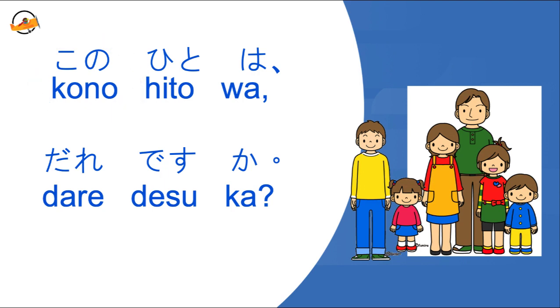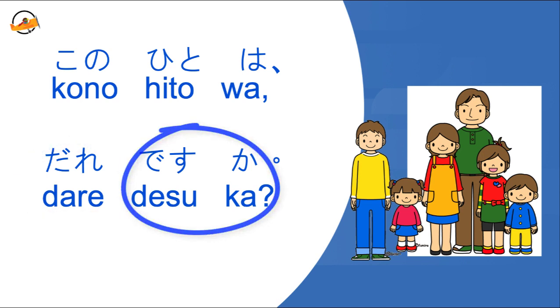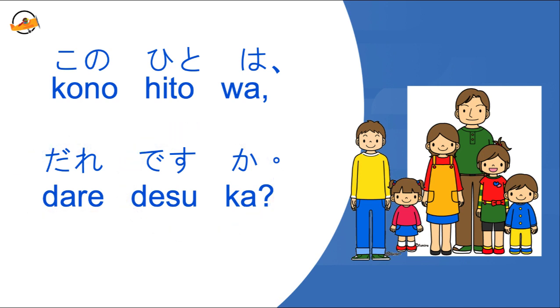Kono, this. Hito is a person. Topic particle wa tells you what you're talking about in the sentence. As for this person, dare, who, desu ka, is it. This is the sort of sentence you might use if you're sharing some photographs with Japanese friends and you want to tell them about the different members of your family. So we're going to use the humble or neutral form in this activity.